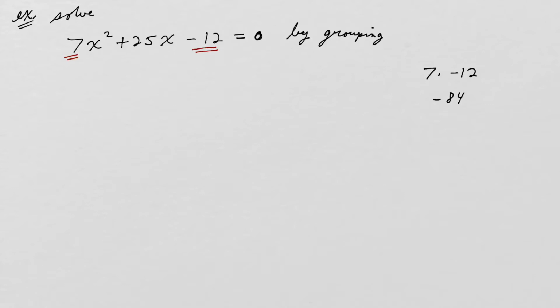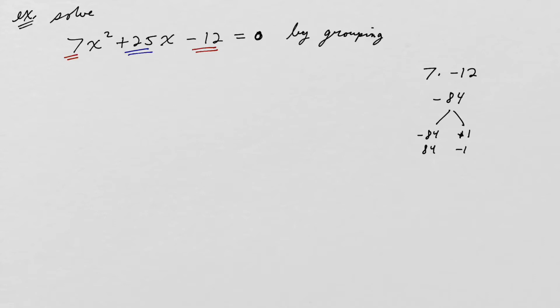Then I want to think of two things that when multiplied give me negative 84, but when added give me the b term here, which is the positive 25. So think of all the factors of 84 again. Like, you could do negative 84 and positive 1. If I multiply those, I get negative 84. But if I add them, I get negative 83. So that doesn't work. Remember, the goal is to add them to get positive 25 in this case. So then you try something else, maybe 84 and negative 1. No, that won't work, right? If I add them, I get 83.